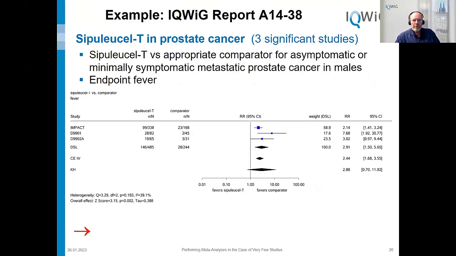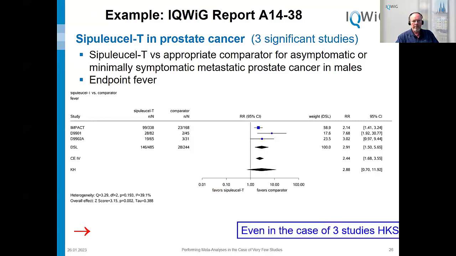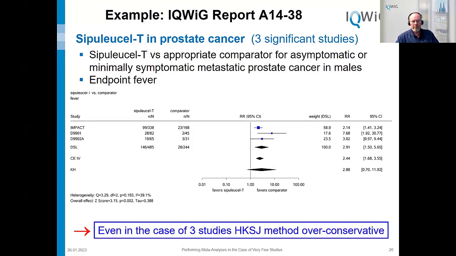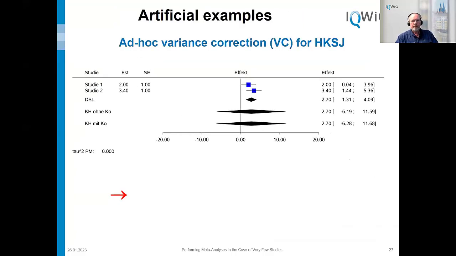Another example with 3 studies. Again, all 3 studies are significant. Here's the result of DerSimonian and Laird. Here the result of Hartung-Knapp-Sidik-Jonkman. And again, Hartung-Knapp-Sidik-Jonkman is very conservative. And this is not only a problem with 2 studies. You have the same problem also when there are 3 studies. So let's look at this ad hoc variance correction.